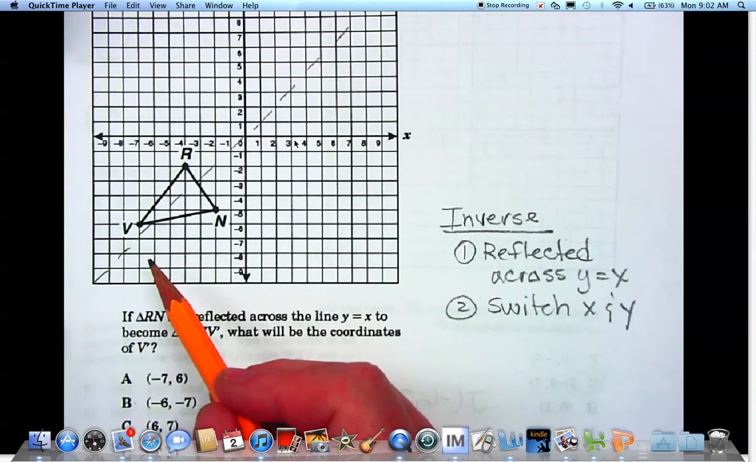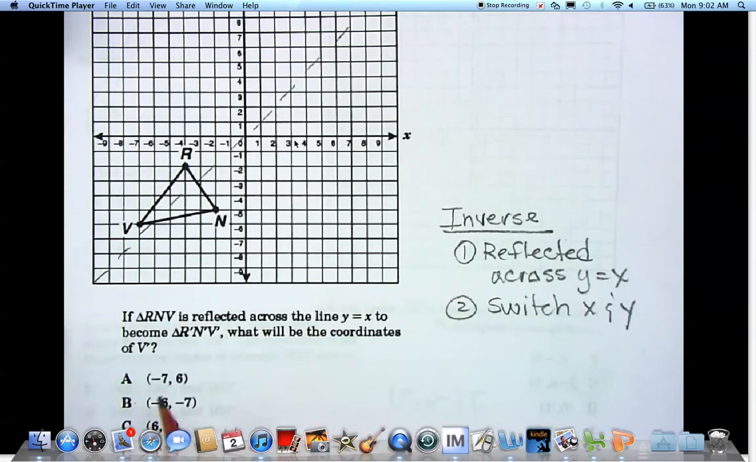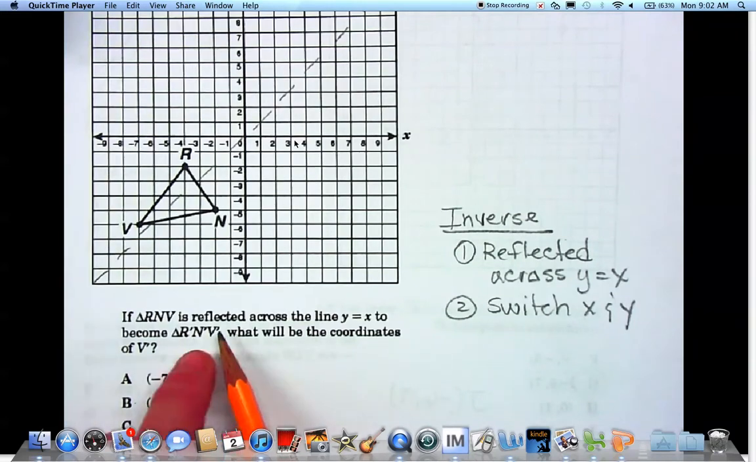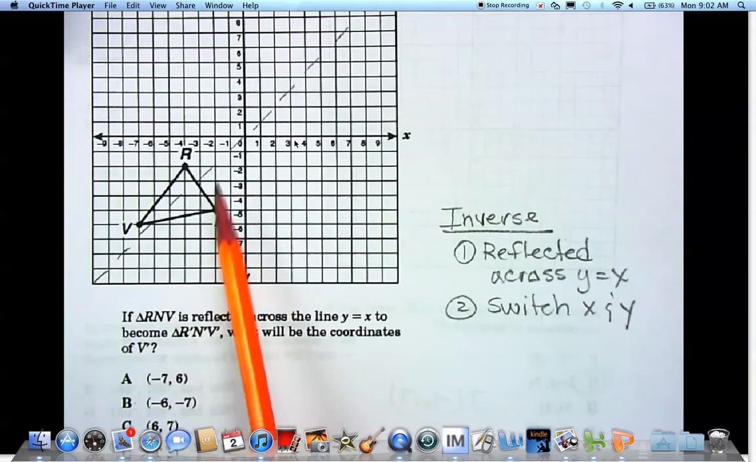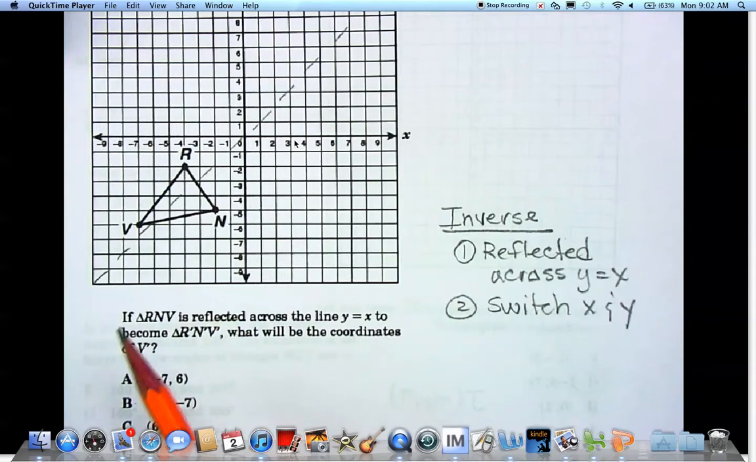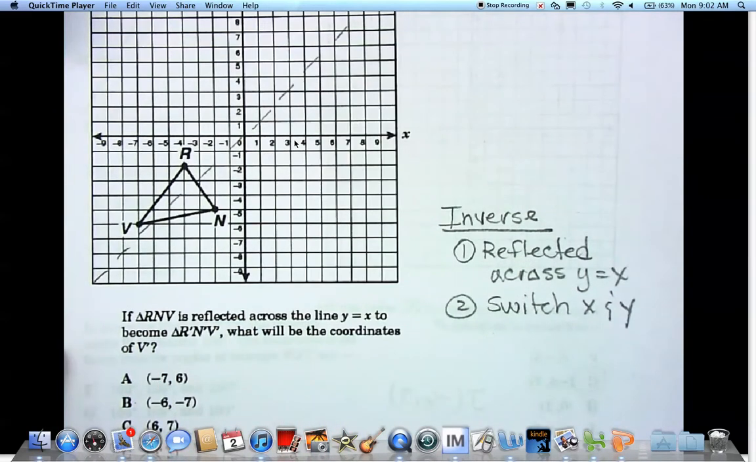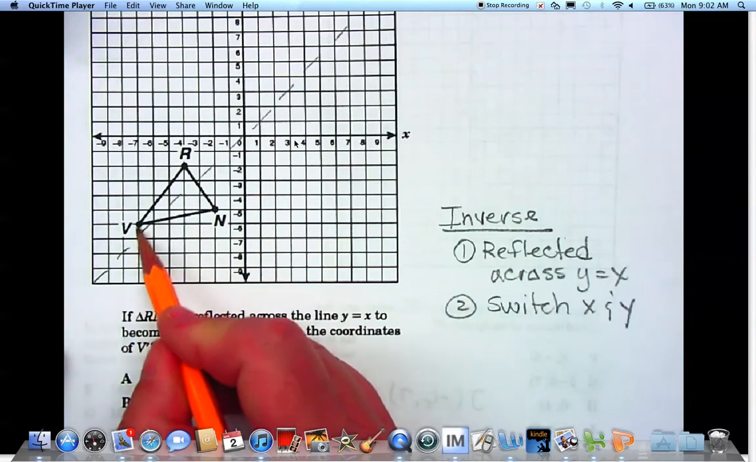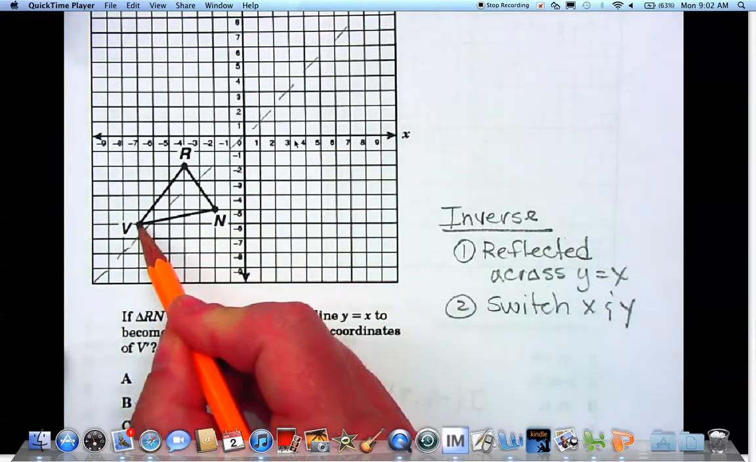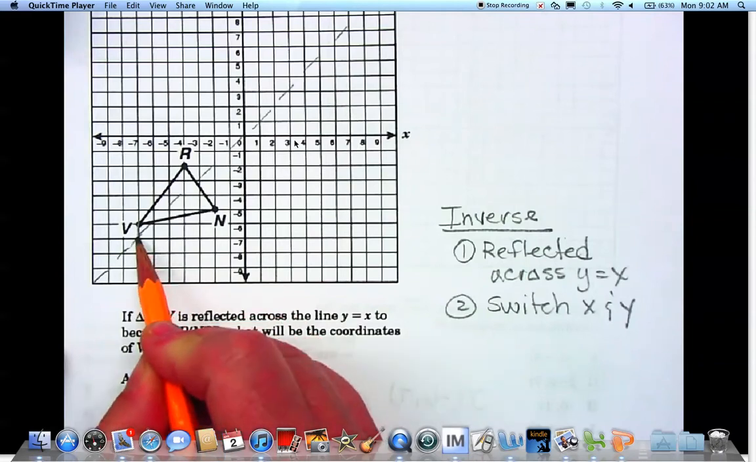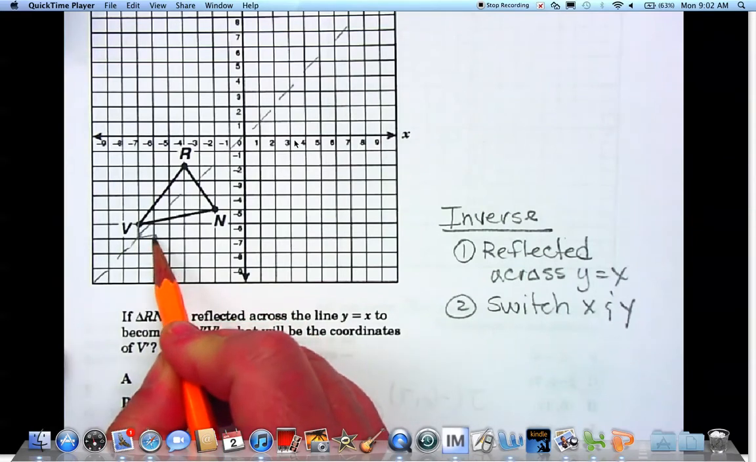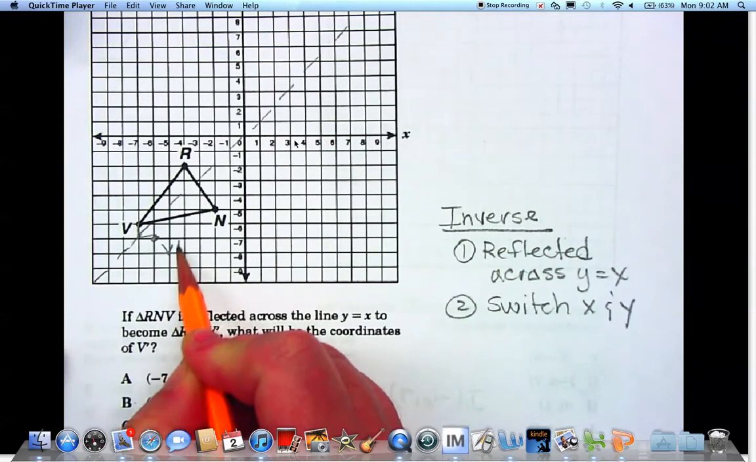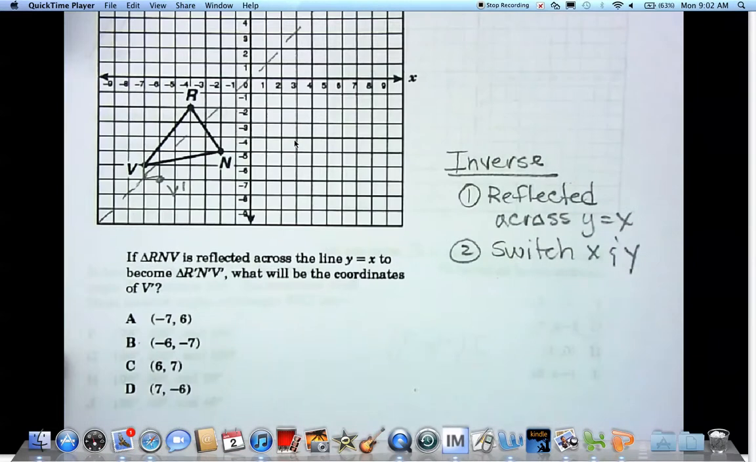Like if you look at it, it says it's reflected across the line y equals x to become triangle R prime, M prime, V prime. The prime ones are always the new triangle or the new figure. The ones without the primes are the original figure. What would be the coordinates of V prime? The way you do reflections across y equals x is you go down to the line, wherever it is, and then over 1, and it would be right here. Or if you can remember to switch x and y, that's the easiest way to do it.